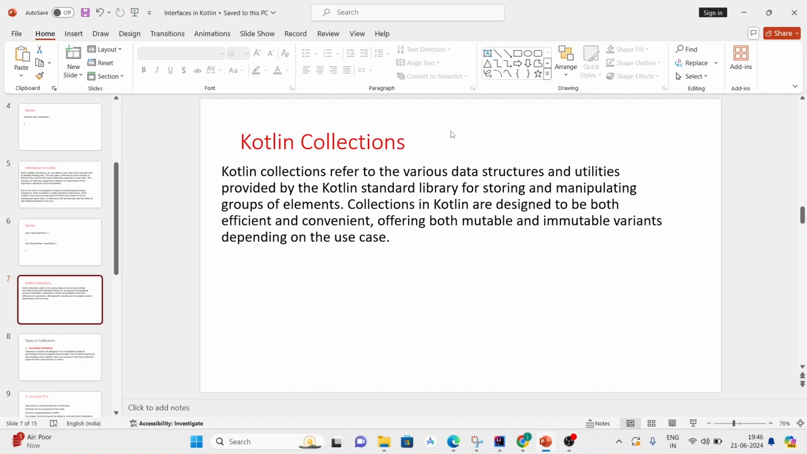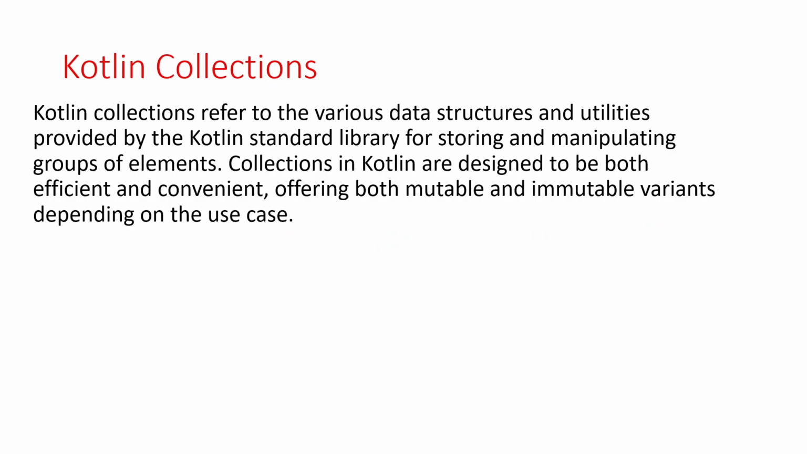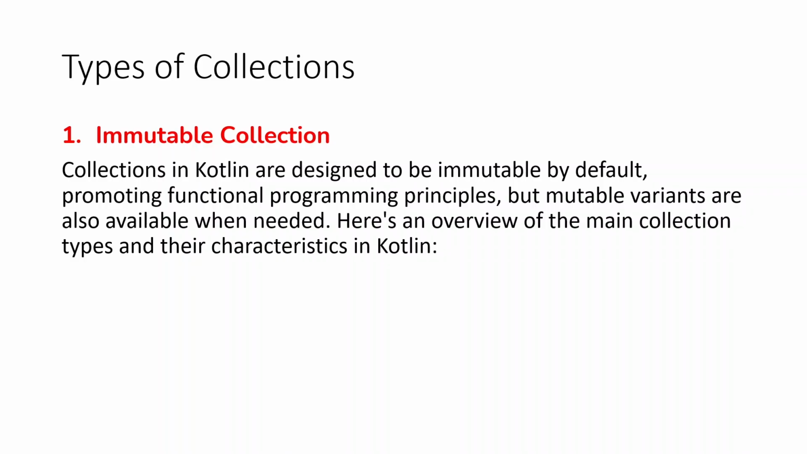Let's talk about the Kotlin collections. Kotlin collection refers to the various data structures and utilities provided by the Kotlin standard library for storing and manipulating the group of elements. Collections in Kotlin are designed to be both efficient and convenient, offering both mutable and immutable variants depending upon the use cases. Types of collection. The first type of collection we are talking about is immutable collection. Immutable collections are those collections in Kotlin that are designed to be immutable by default, promoting functional programming principles, but mutable variants are also available when needed.